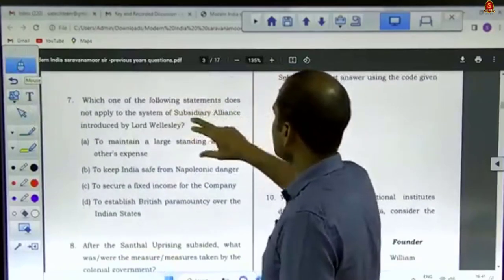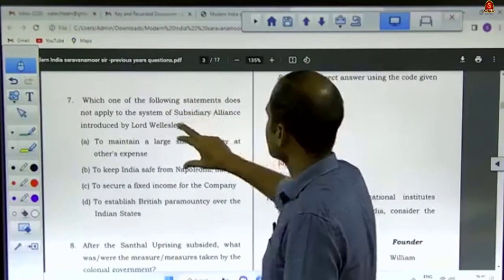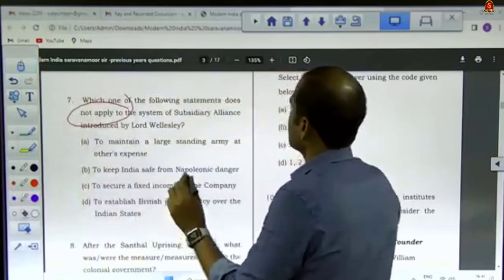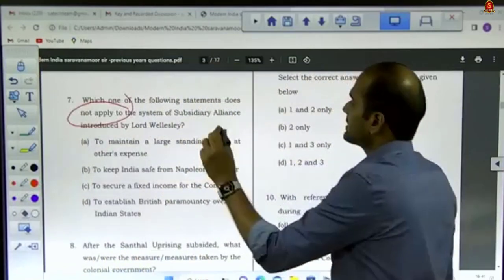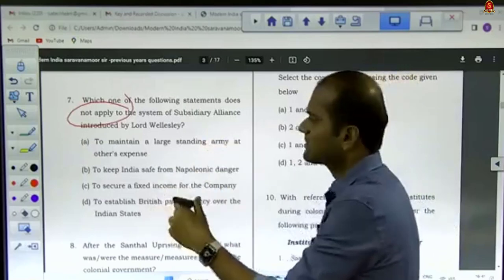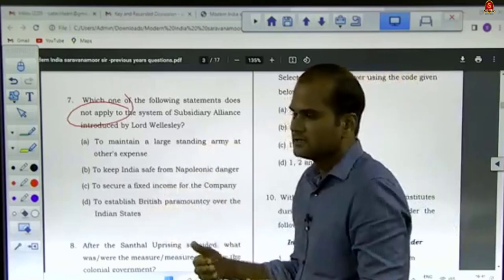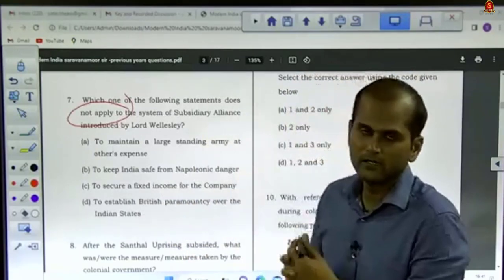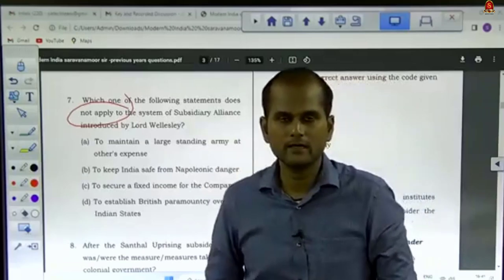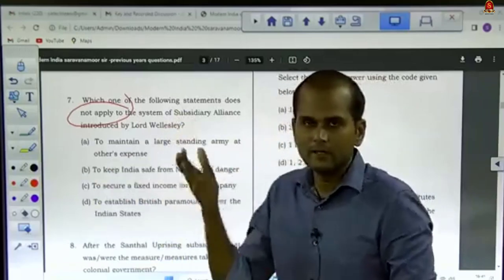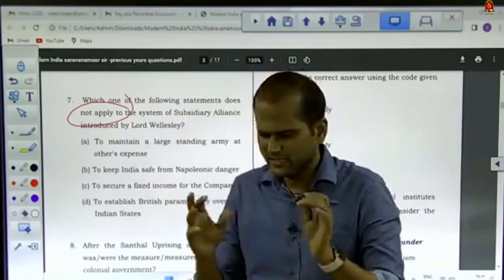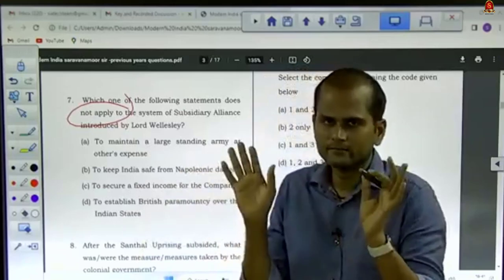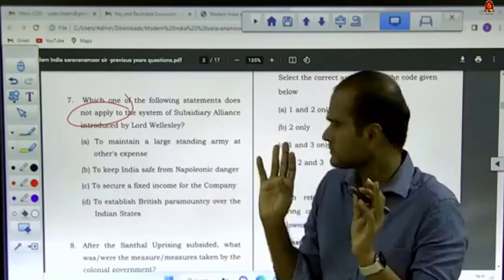Seventh, which of the following statements does not apply to the system of subsidiary alliance? So, does not apply. Introduced by Wellesley, keep it in mind. Many think Wellesley was the first person to introduce the subsidiary alliance. No. Right before that, Dupleix introduced the system in India. This subsidiary system was popularized by Wellesley. What is the main reason for introducing the subsidiary system? It is to avoid the Napoleonic fear.